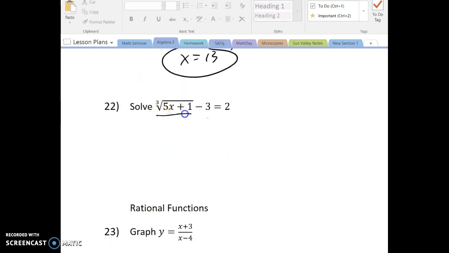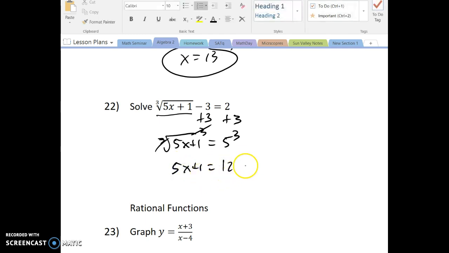Next here, this needs to be alone, so we can cube it like we did last time. So we're going to add 3 to both sides. So we get the third root of 5x plus 1 equals 5. Then we power of 3. So those are going to cancel. Next, we have 5x plus 1 equals 125. Subtract 1. So we get 5x equal to 124, and then we divide by 5.